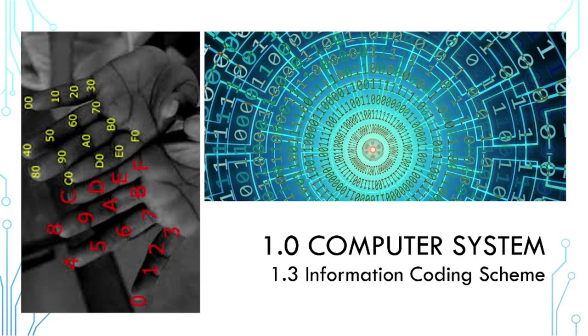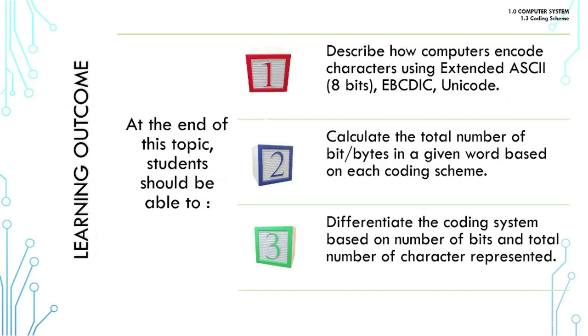Assalamualaikum and hi. So today we continue the next subtopic under chapter 1 computer system, which is information coding scheme. First, look at the learning outcome. At the end of this topic, students should be able to first describe how computers encode characters using extended ASCII, which is 8-bit, EBCDIC and Unicode. Second, calculate the total number of bytes in a given word based on each coding scheme. And last, differentiate the coding system based on number of bits and total number of characters represented.